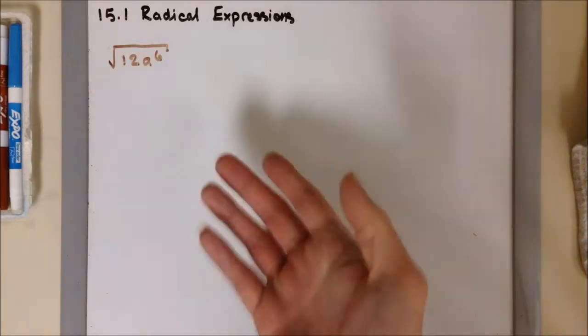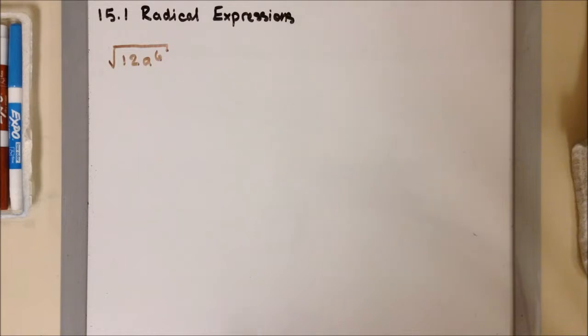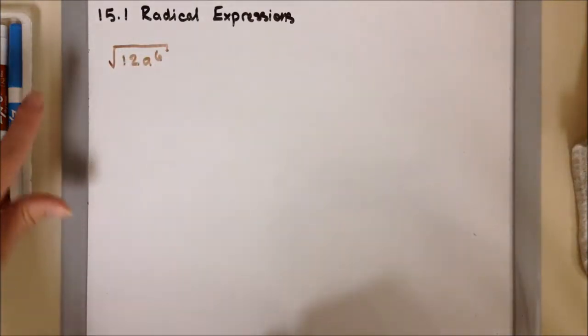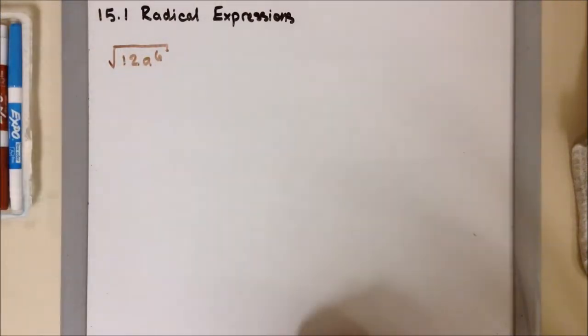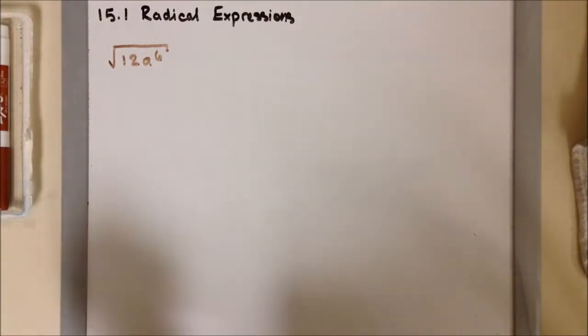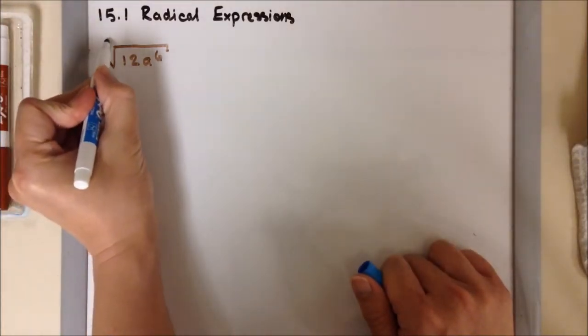Now, you heard me call this the square root. The reason is based on the index. The index is located at the top left of the radical. So since we call it the square root, it's because there's an invisible 2 at the top left.